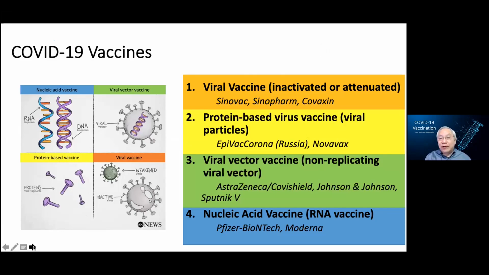The first is a viral vaccine, which is inactivated or attenuated. This is the common vaccine that we have been using, for example in our children's immunization. Inactivated means we kill the bacteria or the virus, and attenuated means we make it very weak. Then you have the protein-based vaccine, which is actually pieces of proteins. Then you have the viral vector and the nucleic acid.